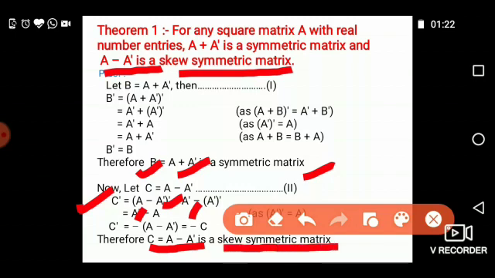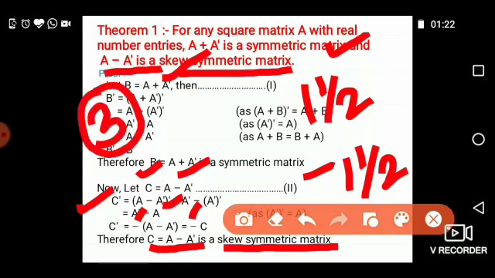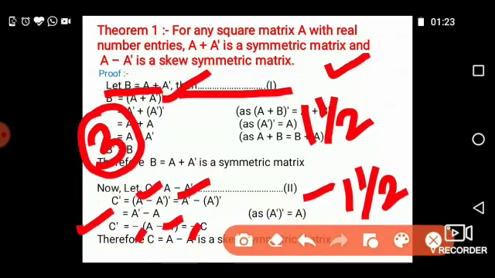Therefore, students, you remember A plus A dash is always symmetric and A minus A dash is always skew symmetric matrix. For the second part of this theorem 1.5 marks will be given. For the first part of the theorem 1.5 marks will be given. In all, the question will be asked in the examination for 3 marks.